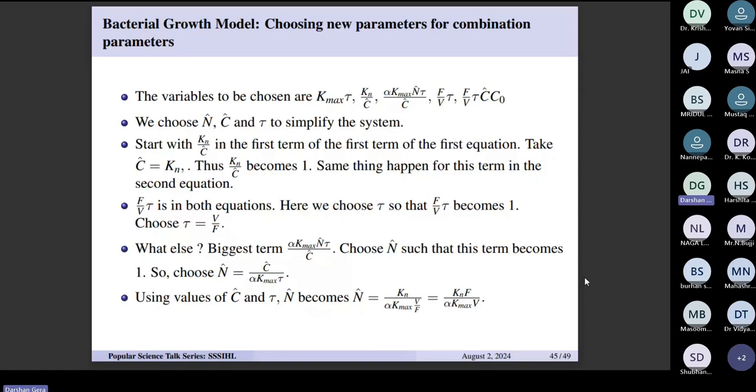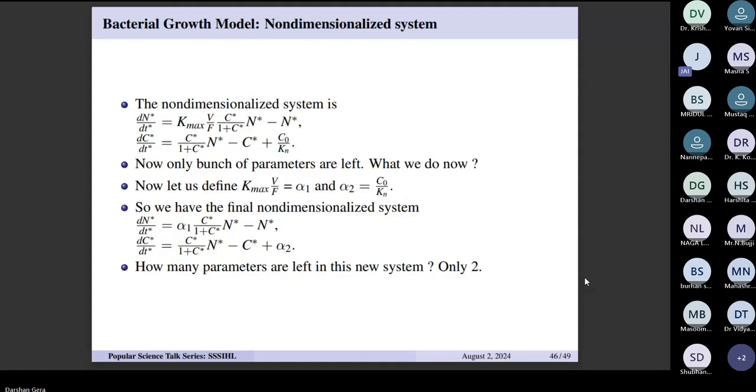So all these N cap, C cap, tau, if I put into the equation in the previous slide, we are going to get this model: dn star over dt star equal to this, dc star over dt star equal to this. And to make it more precise, we will define 2 new parameters: k max v over f will be a parameter alpha 1, and c naught kn will be a parameter alpha 2. I put these 2 parameters into the previous equation.